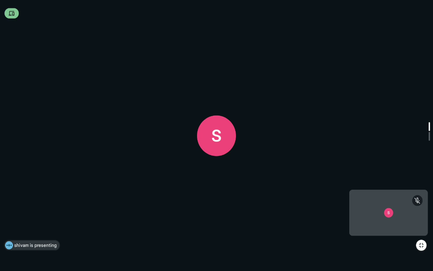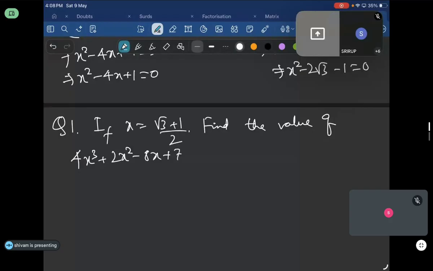Question number 2. If x equal to 3 plus root 2, find the value of x to the power 4 minus 2 root 2 x cube minus 42x plus 19. Solve.